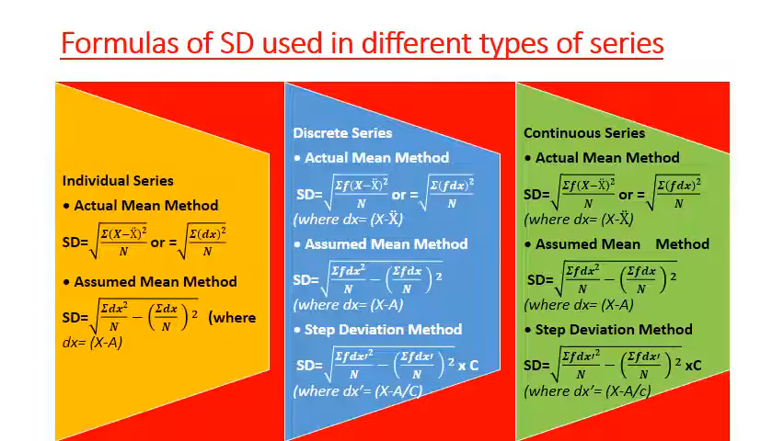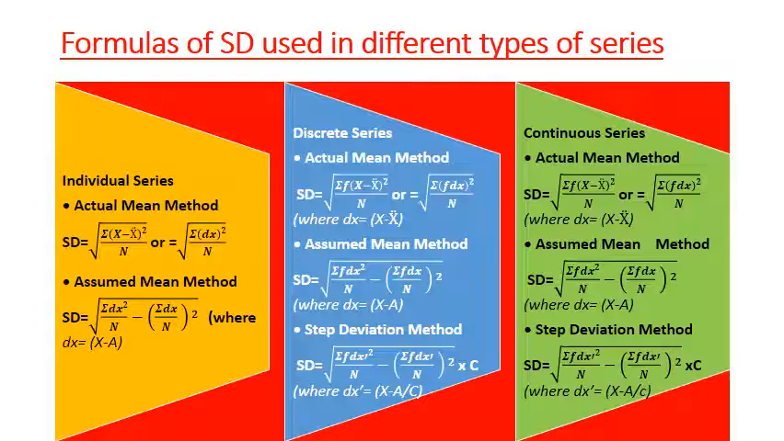Or you can write it as under root of summation of dx square divided by n, where dx is x minus x bar. And in assumed mean method, we take assumed mean a, and we measure the deviation from assumed mean, x minus a, and standard deviation is equal to under root of summation of dx square divided by n minus summation of dx divided by n whole square, where dx is equal to x minus a. Remember this thing, this dx is deviation from assumed mean, deviation of observations from assumed mean.